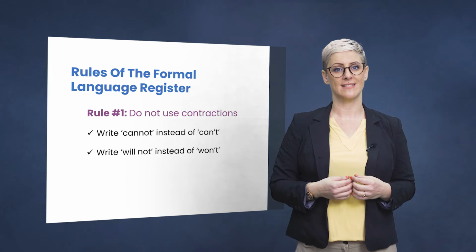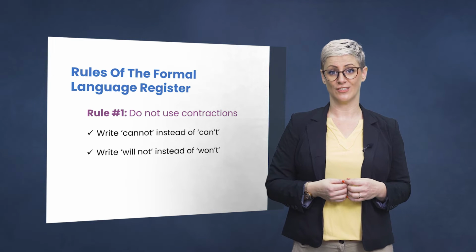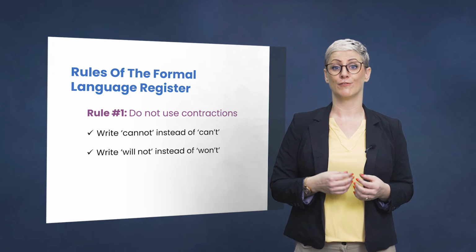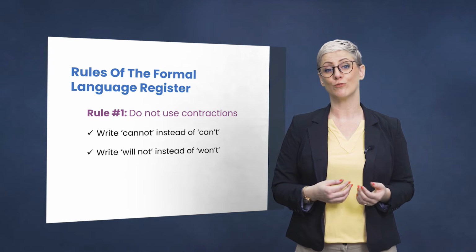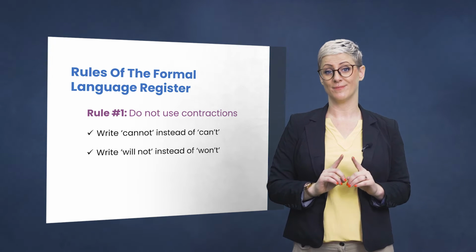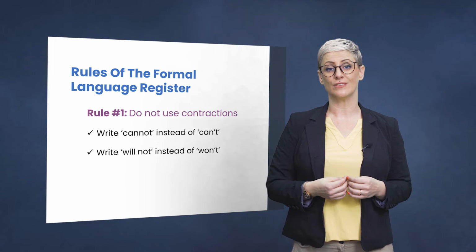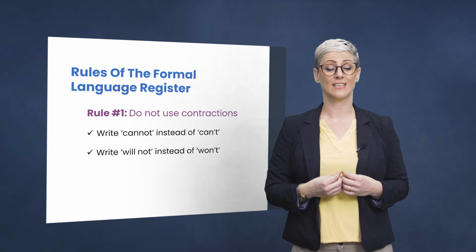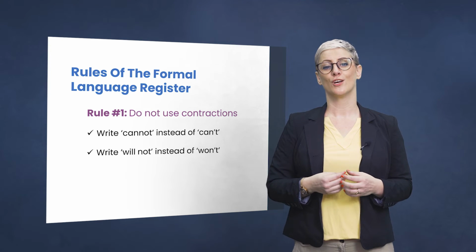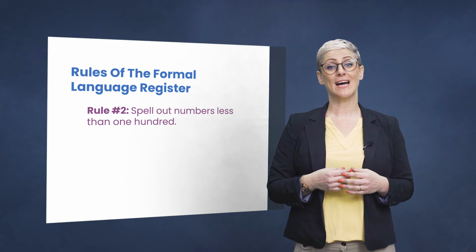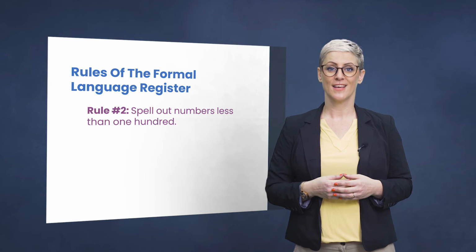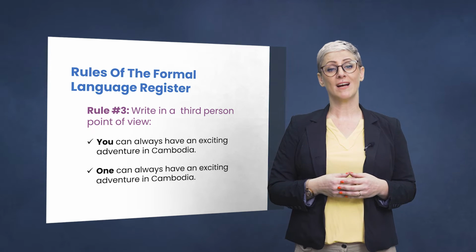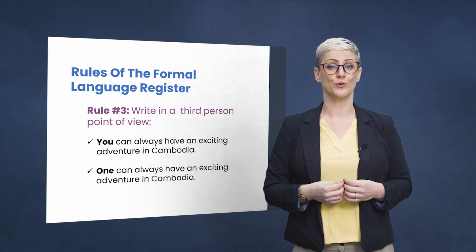In formal writing, you should spell out contractions. Example, write cannot instead of can't, will not instead of won't. But contractions can be used if you are quoting someone's exact words. Rule number 2. Spell out numbers less than 100. Rule number 3. Write in a third person point of view.